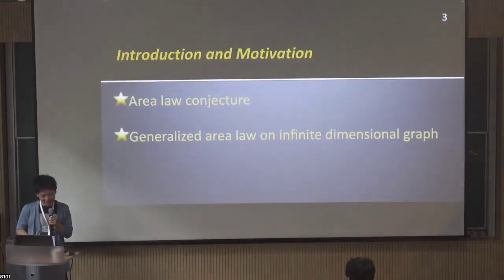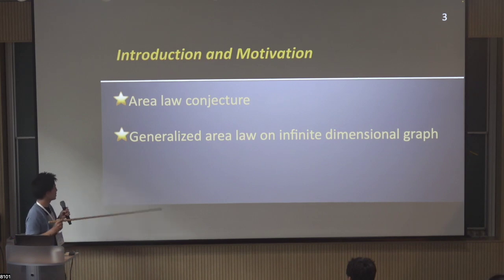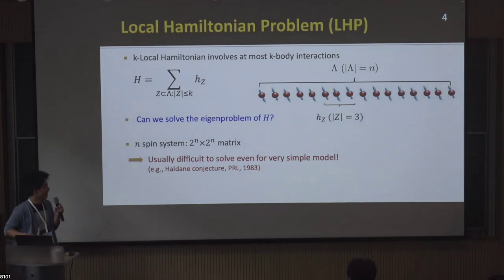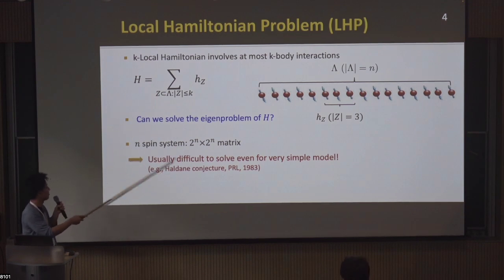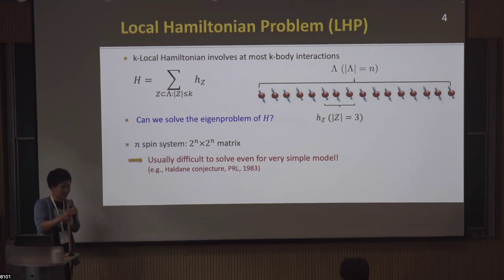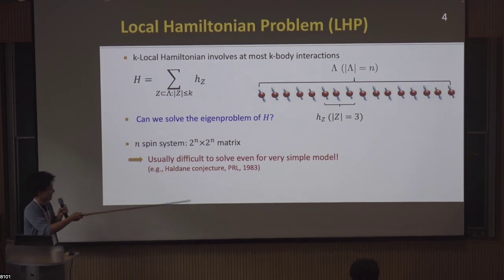Okay, I start from the standard introduction, the area law conjectures, including the local Hamiltonian problems. I also show the motivation to introduce a generalized area law on infinite-dimensional graphs. As a very simple setup, let's consider Hamiltonians of the k-local form. The k-local Hamiltonian includes interactions which involve at most k spins. For example, in this picture, three spins interact with each other. So in this case, H_Z is defined on three spins, so k is equal to 3. In typical quantum systems, the two-local Hamiltonian is considered, where k is equal to 2.